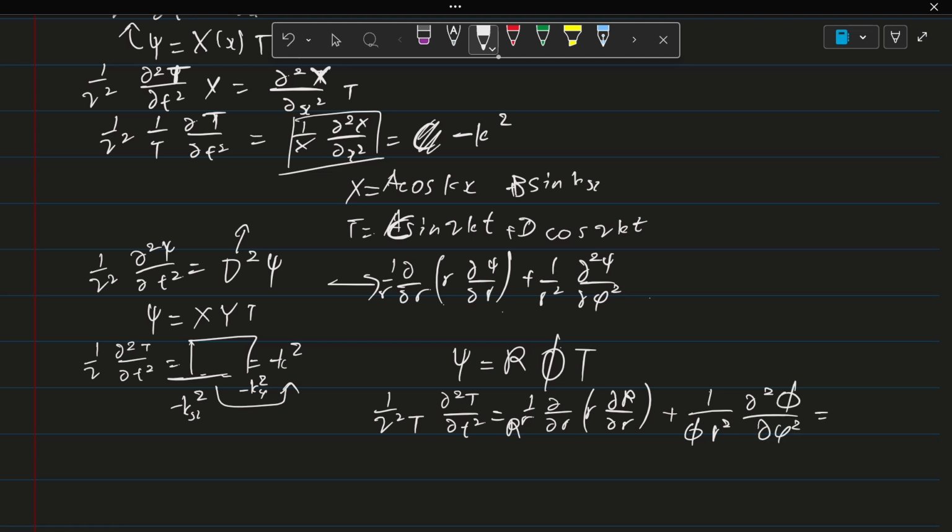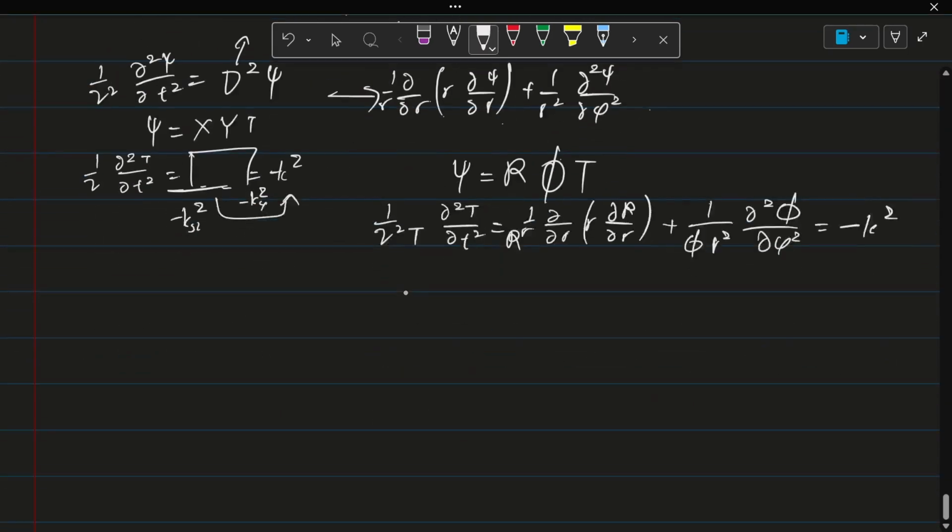Now, because the left-hand side is just a function of time, and the right-hand side is not a function of time, this has to be a constant, which I will denote as negative k² again. And now with the negative k² here, if you take this for the time, this will just become sine vkt or cosine vkt.